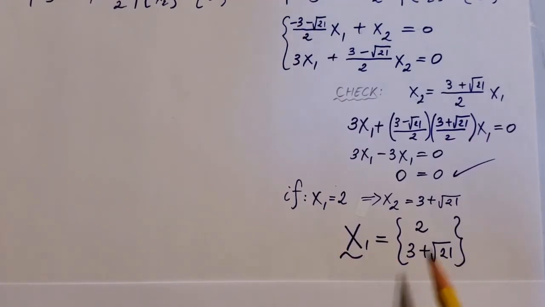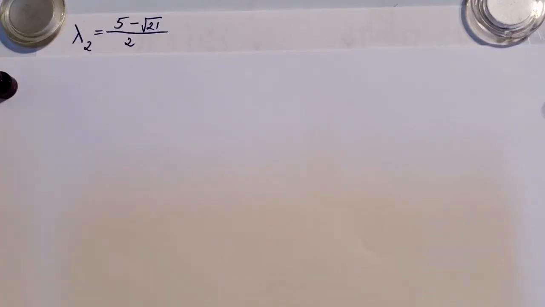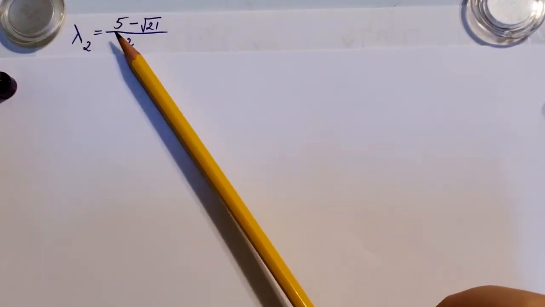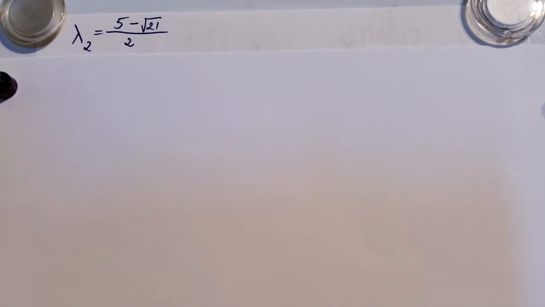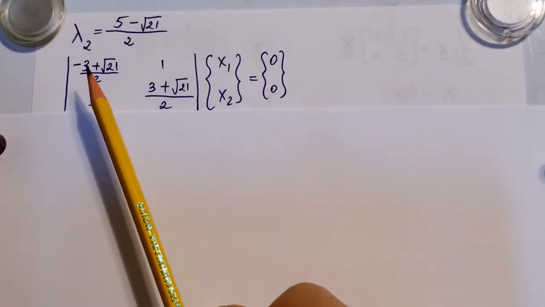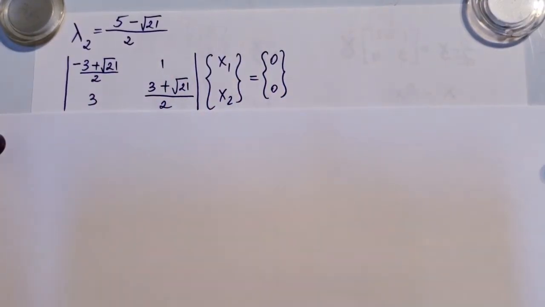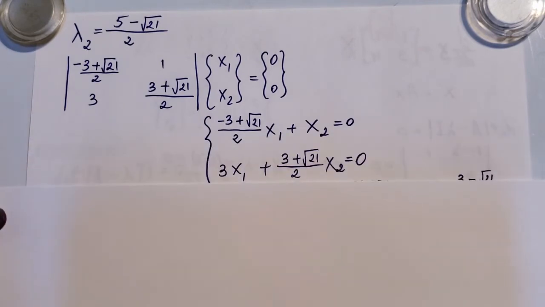This is my x1 vector. Now we're going to follow the exact same process and work with our second eigenvector, 5 minus square root 21 over 2. We're going to write it up and follow the exact same steps that we used for our first eigenvector.